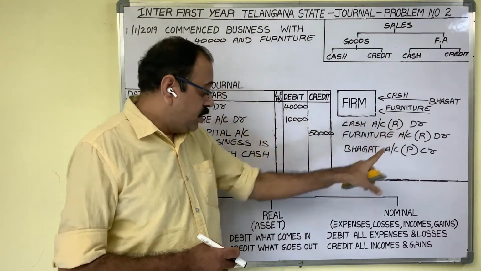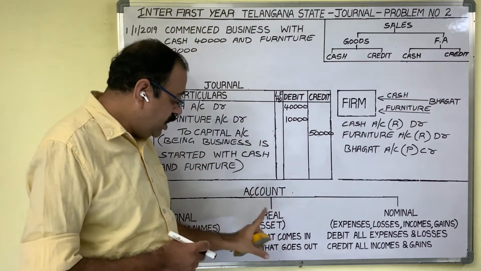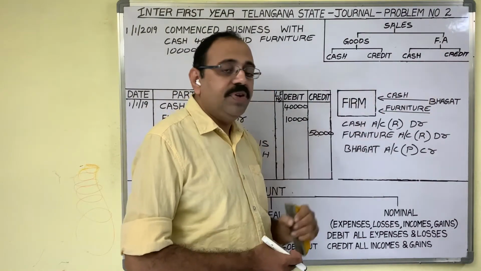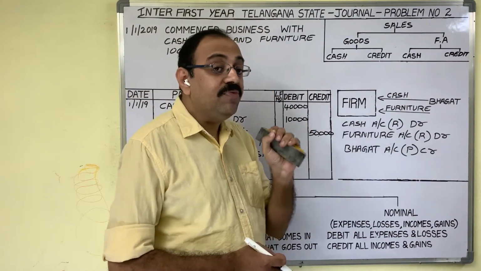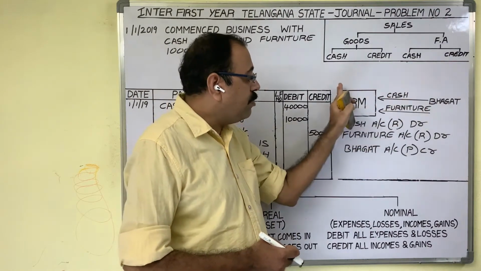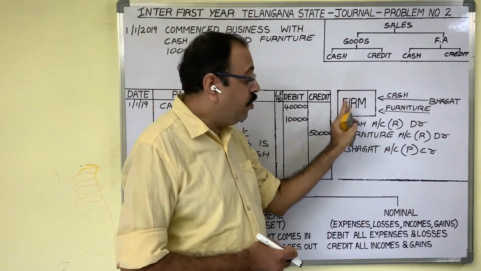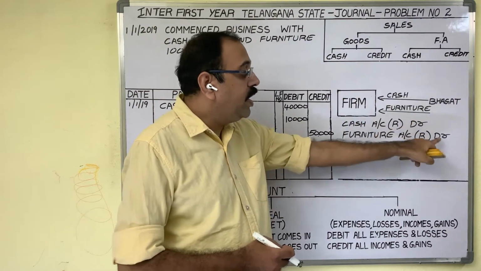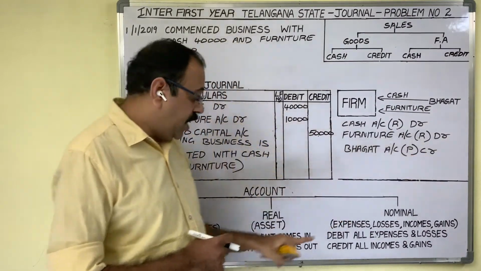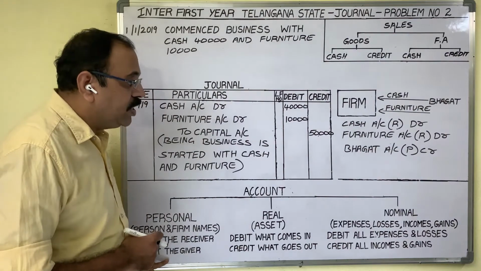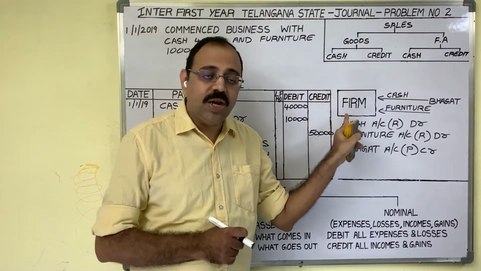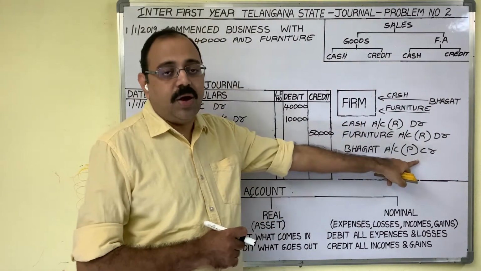For real account, the rule is debit what comes in, credit what goes out. Cash is coming into the firm. Always you have to think from the firm's point of view when you are writing journal entries. So cash is coming, furniture is coming. Therefore, both accounts you have to debit according to the real account rule. Personal account rule: debit the receiver, credit the giver. Bhagat is giving cash and furniture, no? He is a giver. Therefore, credit Bhagat account.